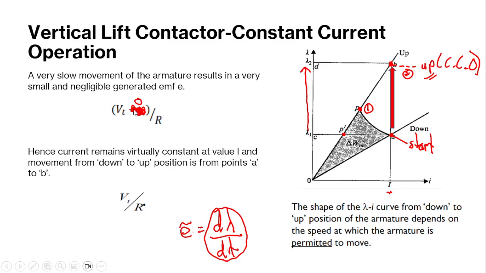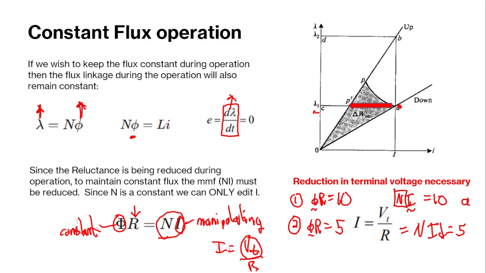Then you have this one here, which tells you the value of the current due to that EMF being induced. Remember, the EMF will oppose. We just state that if you move the armature slowly, E will approximately be zero. So you end up with Vt on R, which means the current will be constant. You then draw the graph going from A to B, where the flux linkage is increasing but the current stays the same. That's how you get constant current operation and the graph.